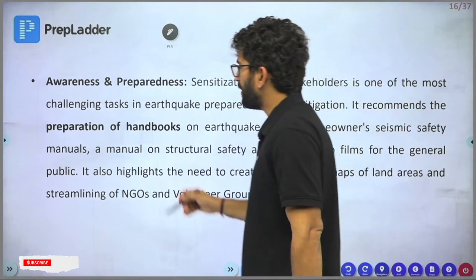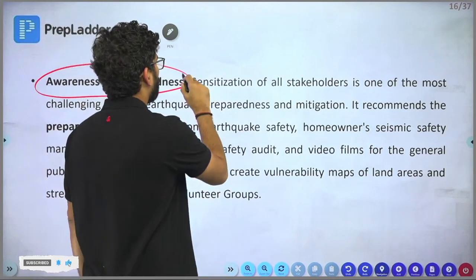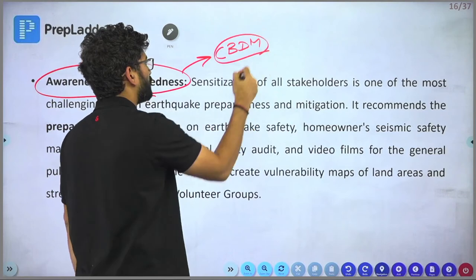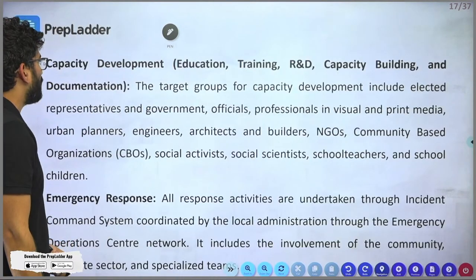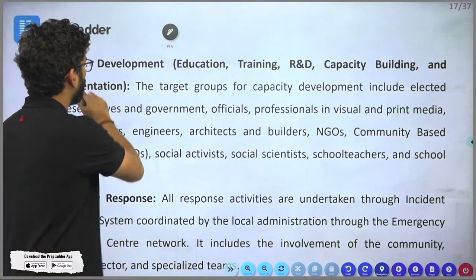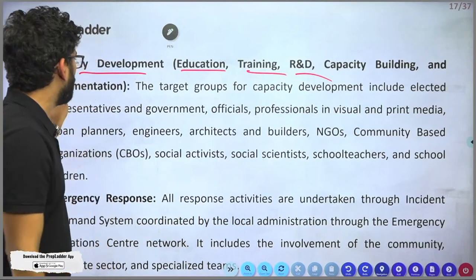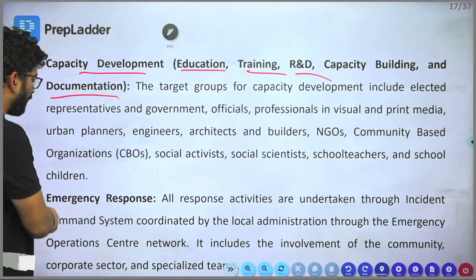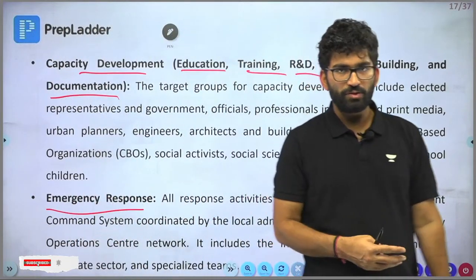After that, awareness and preparedness. Here, a very important part is community-based disaster management, so this CBDM mechanism would also get applied. Along with that, capacity development: education, training, research and development, capacity building and documentation. These are the aspects which will come into it. And along with that, we have emergency response. This is a during-disaster measure which will be taken.